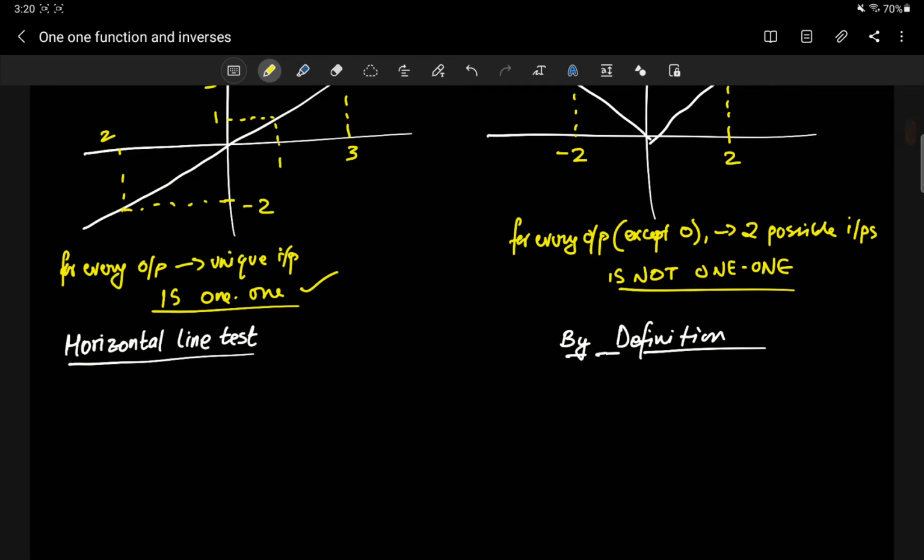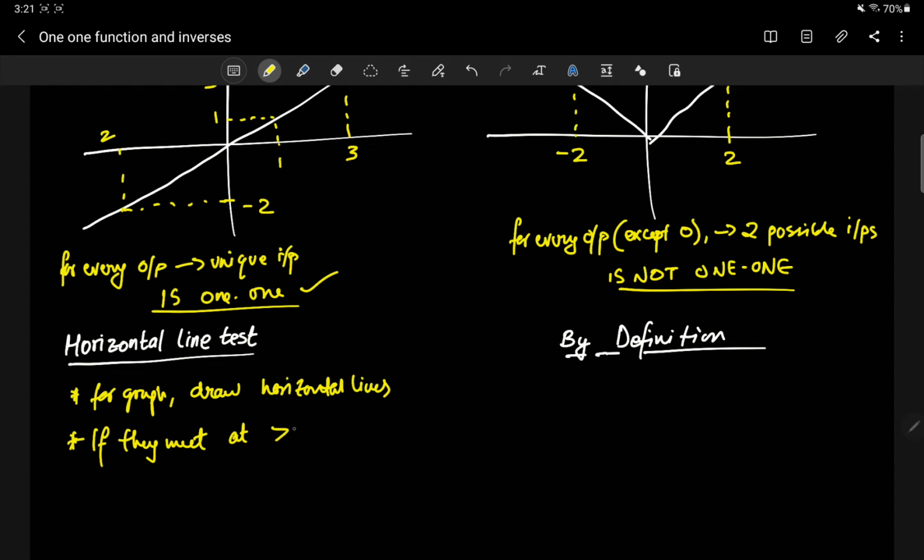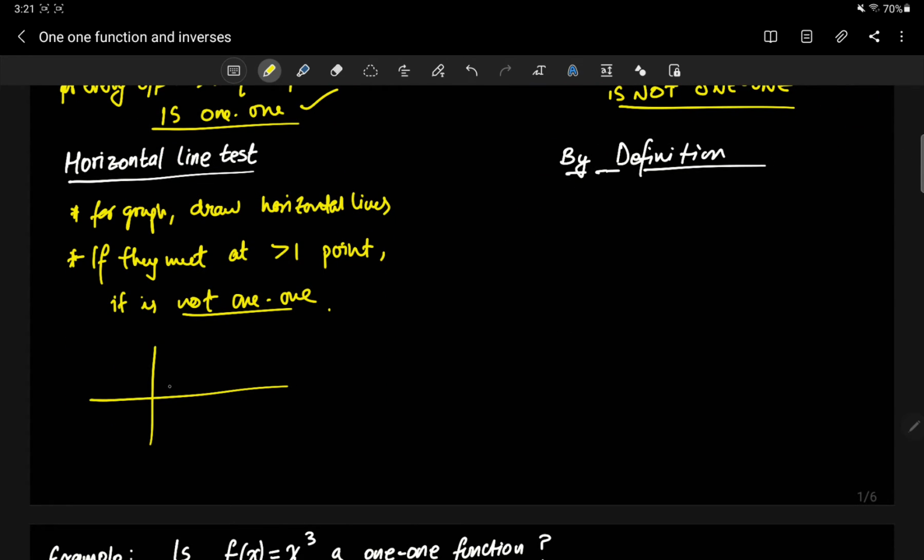So the easiest way to check this for graphs, just like the vertical line test, is to draw horizontal lines. If they meet the graph at more than one point, it is not one-one. So for example, anything that does this is no longer one-one, right? Because there are actually 3 different inputs giving you the same output. So this function would not be one-one.